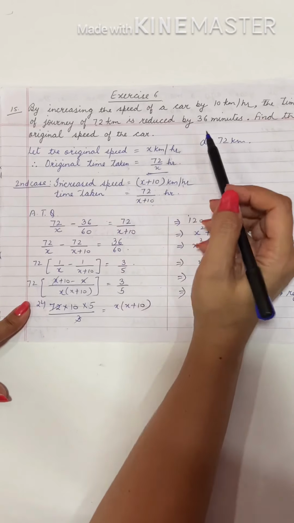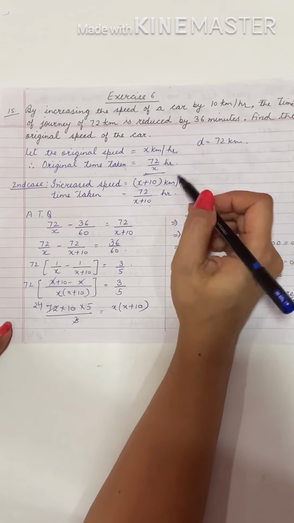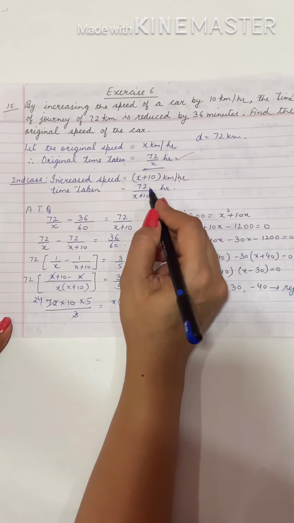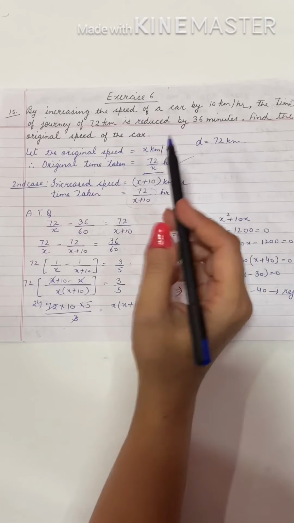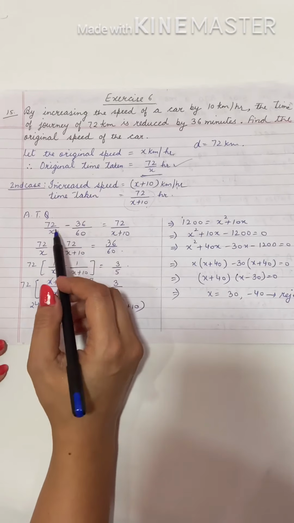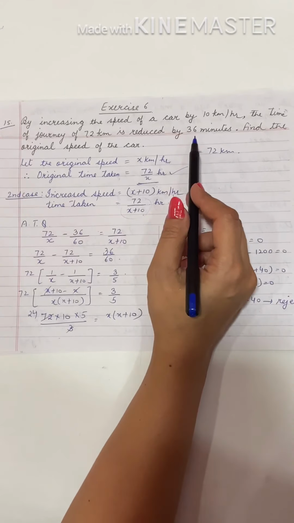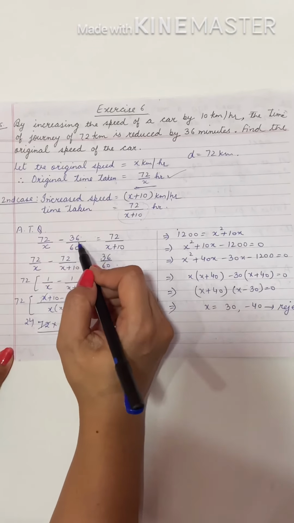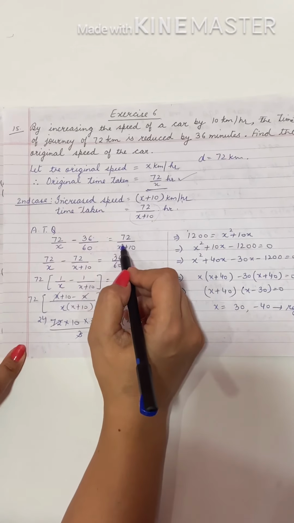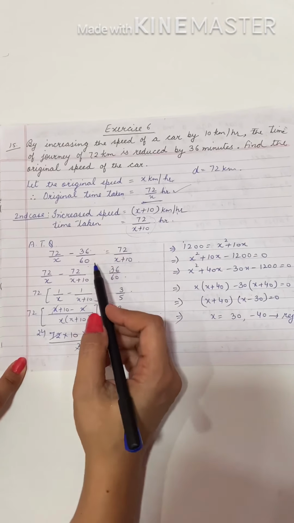Clear? They have given that the time is reduced by 36 minutes. So originally this was the time taken, now this is the time taken, and according to the given relation, we will have 72 upon x minus, since time is reduced by 36 minutes, converting into hours it will be 36 upon 60, and this is equal to 72 upon x plus 10. Now we have to simplify this.